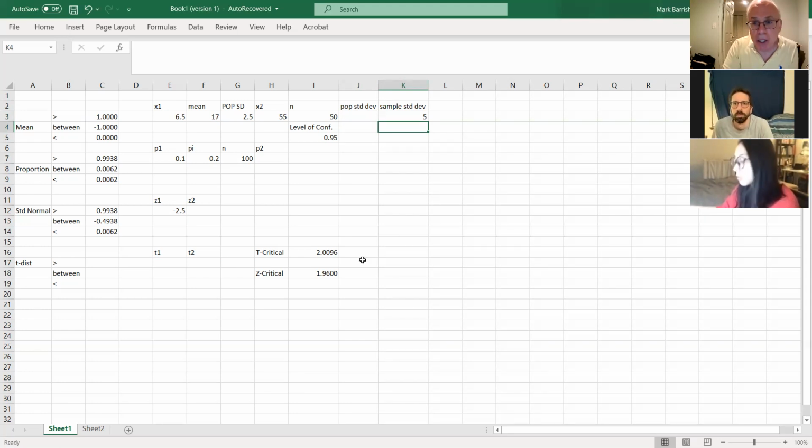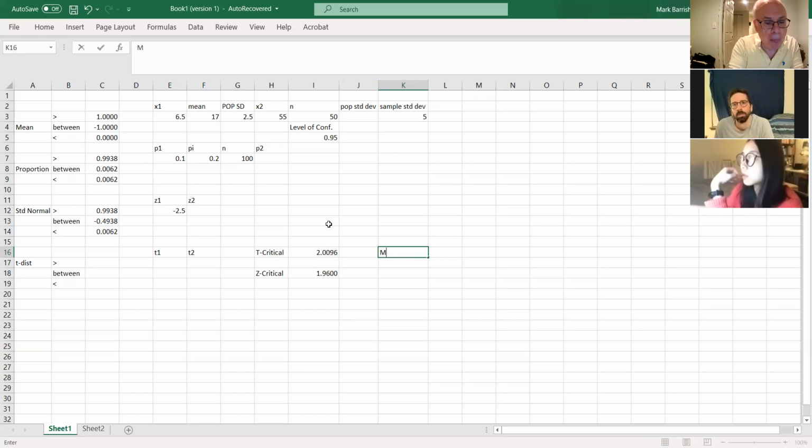All right, suppose we want to create a 95% confidence interval with a sample size of 50, when the mean is 17 and the sample standard deviation is 5. There's no information about a population standard deviation. So what do we need to calculate? Well, we need our margin of error. There's our margin of error.